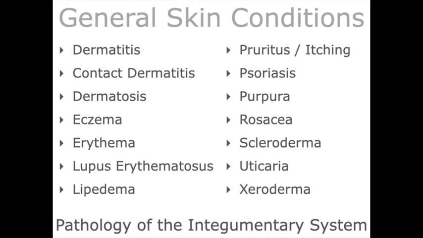Scleroderma is an autoimmune disorder that causes abnormal tissue thickening, usually starting on the hands, feet, or face. Some forms of the disease spread to other body systems and can be fatal. Urticaria, also known as hives, is a skin condition characterized by localized areas of swelling accompanied by itching that is associated with an allergic reaction. Xeroderma is excessively dry skin.